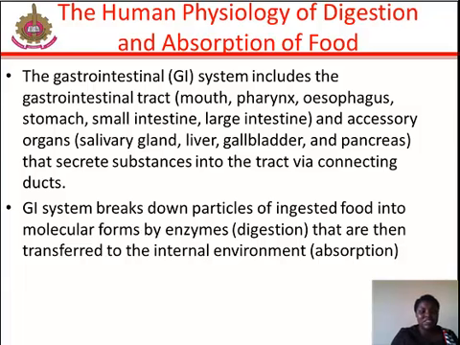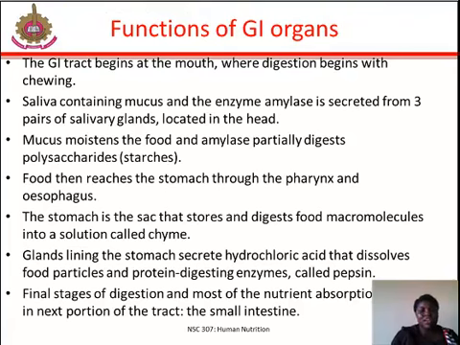The gastrointestinal system breaks down ingested food into molecular forms by enzymes, which is the process of digestion, that are then transferred to the internal environment through absorption. Looking at the functions of the gastrointestinal organs.